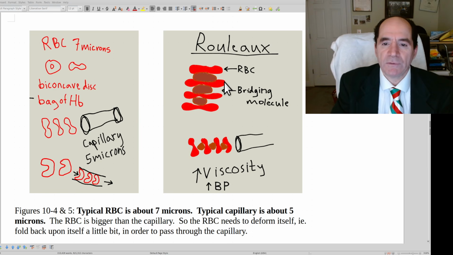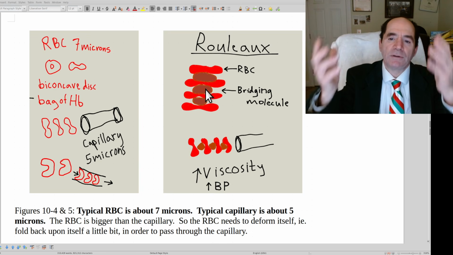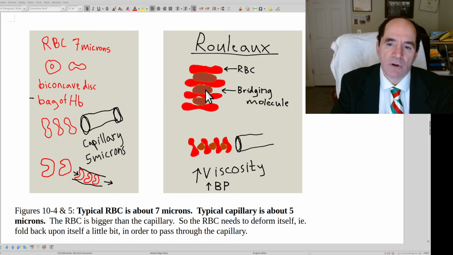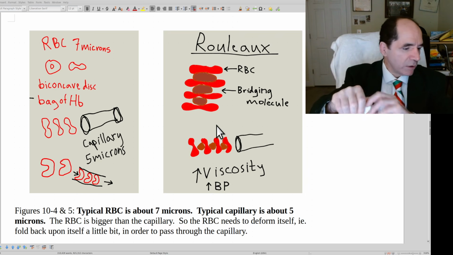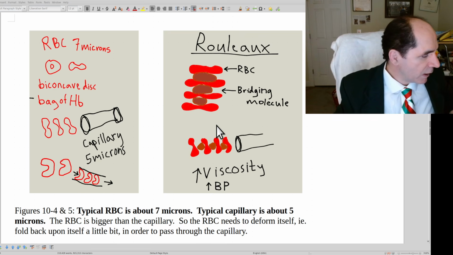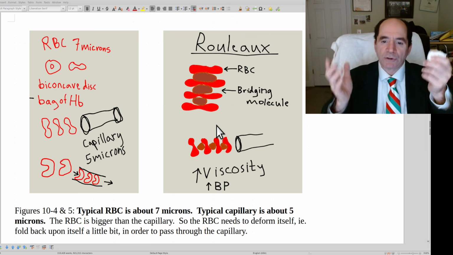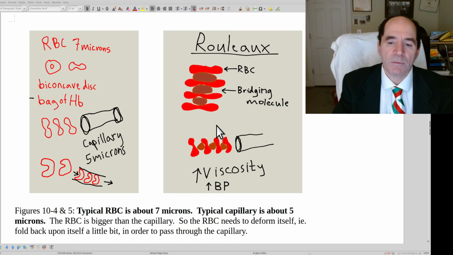You can imagine if you've got something sticking the red blood cells together, this is a bridging molecule. Like LDL cholesterol is a bridging molecule. That's why increased LDL cholesterol increases your risk of atherosclerosis, because it sticks red blood cells together. Now you're not just pumping one red blood cell through there. You're pumping a whole submarine sandwich of them. So pressure has to go up to push that thicker blood through there.